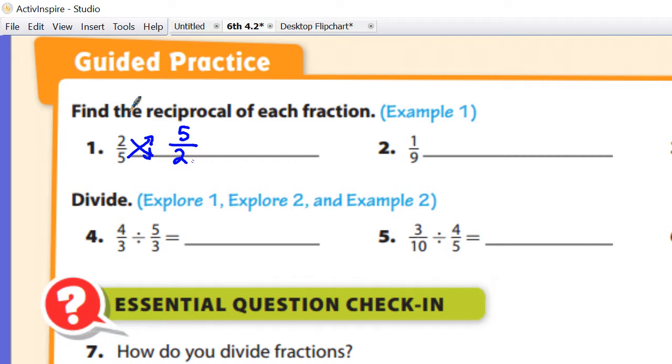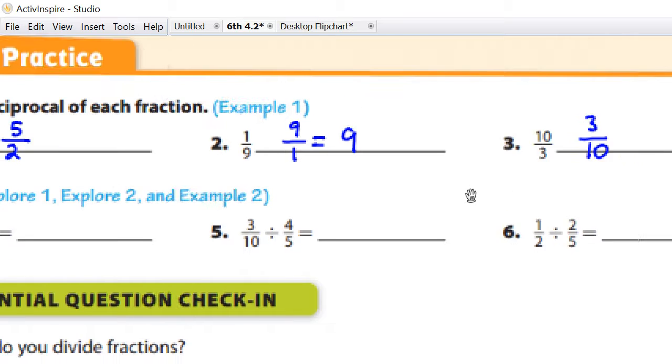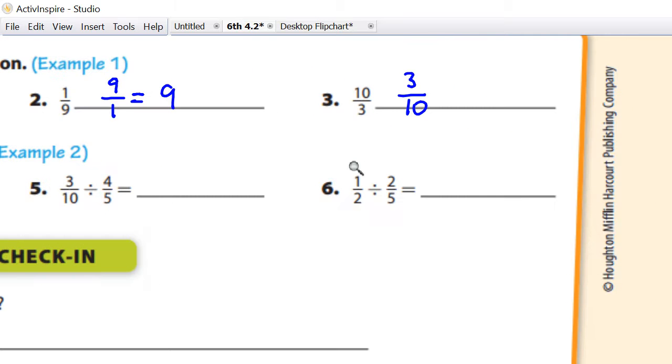And you just do the same thing with number 2. You invert the numbers. Instead of 1 over 9, the reciprocal would be 9 over 1. And whenever you have a number over 1, that's just a whole number. So the better answer is just 9 wholes. And number 3, the reciprocal of 10 thirds would be 3 tenths. You can see all the correct answers there.